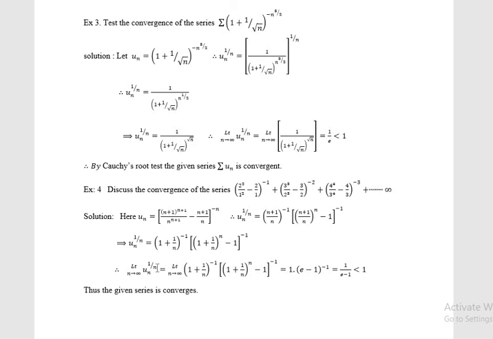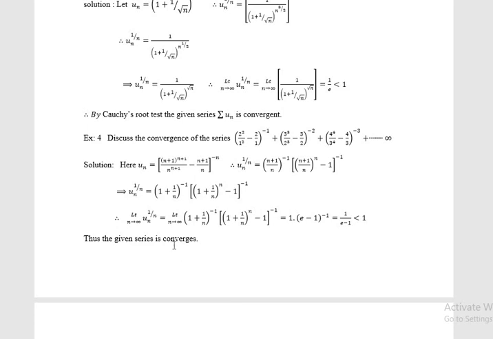Now introduce the limit on both sides as n approaches infinity. Limit of un^(1/n) is equal to the limit of the first term as n approaches infinity into [(1 + 1/n)^n minus 1]^(-1), which is the second term. So the limit of the first term is 1 as n approaches infinity, and the limit of the second term in the bracket, that is (e minus 1)^(-1), is always equal to 1 by (e minus 1). It is less than 1. Thus the given series is convergent. Thank you.